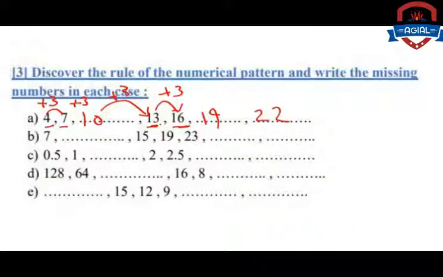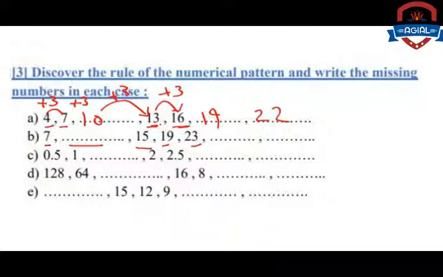Letter P. We have 7, but we don't have the next number. And we have here 15, then we have 19, and we have 19, then we have 23. So the first consecutive numbers is 15 and 19. And another consecutive numbers is 19, then we have 23. So we need to find out the particular rule here from 15 to 19 and from 19 to 23.